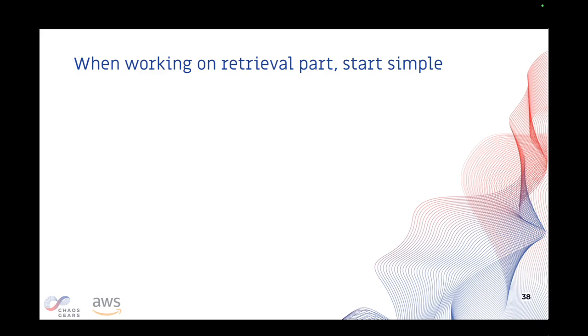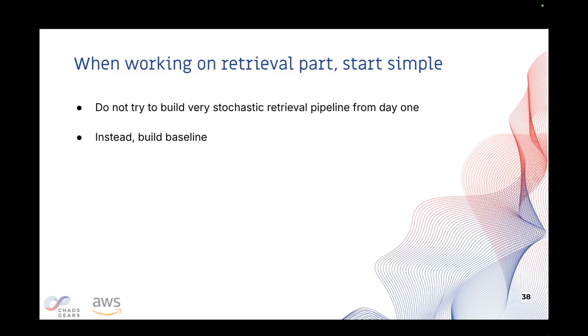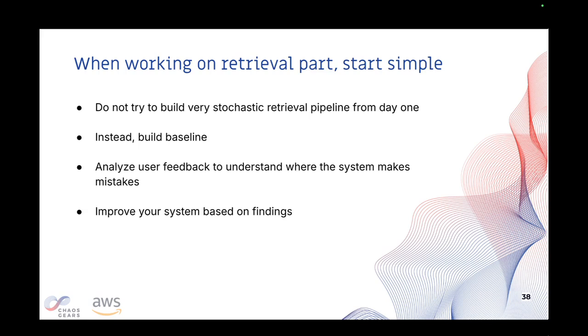And a general piece of advice: when you start working on such systems, start simple. Do not try to use all those mechanisms that we talked about, like hybrid search and re-ranking, right from the very beginning, but rather try to build a baseline that you can iterate on. Then, based on your feedback mechanism and your evaluation pipelines, try to analyze this feedback and understand where the system makes mistakes. Based on those, try to improve your system.